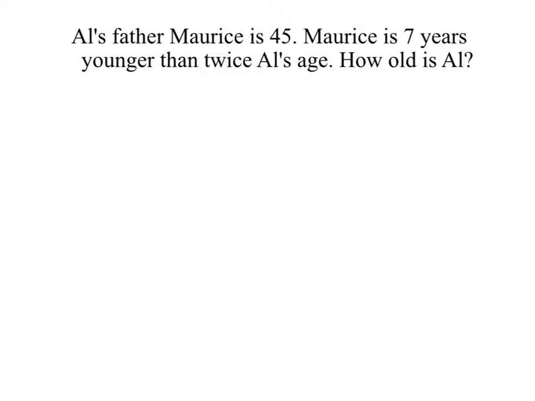Solve this word problem by picking out key words, and then we'll go over it. All right, so if we remember these problems, we can use an equation to figure out how old Al is. I know his father is 45. Maurice, who's 45, is 7 years younger. Younger is going to signal me, I think, to subtract. Than twice Al's age. Twice is going to signal me to multiply something by 2.